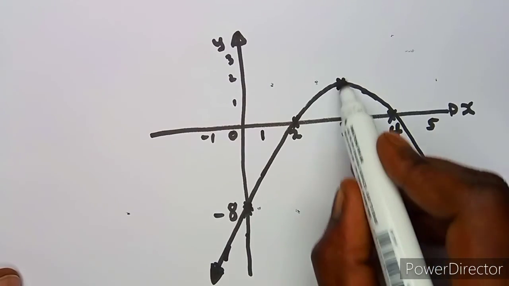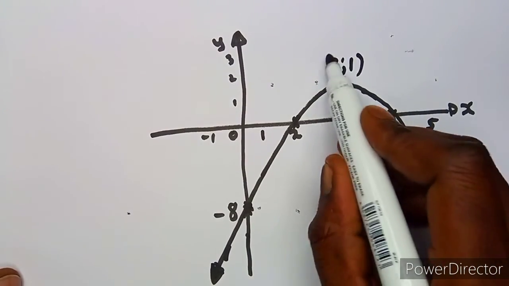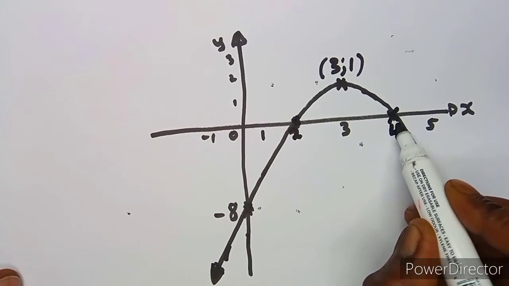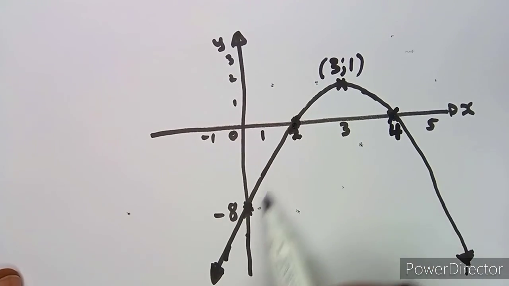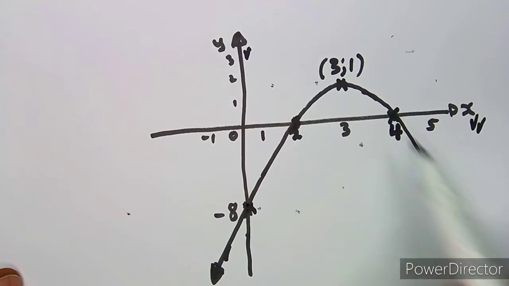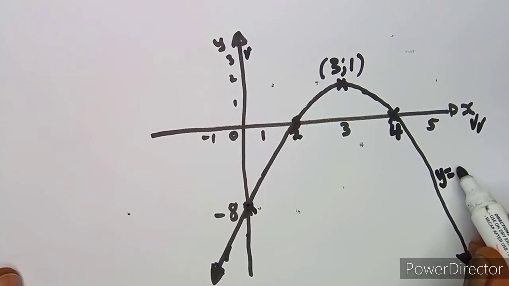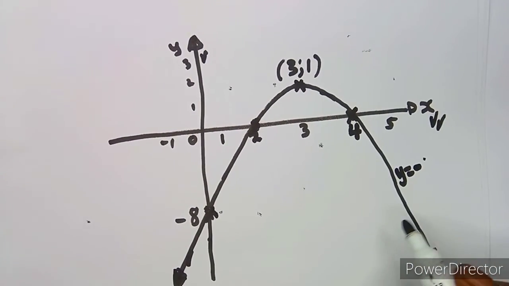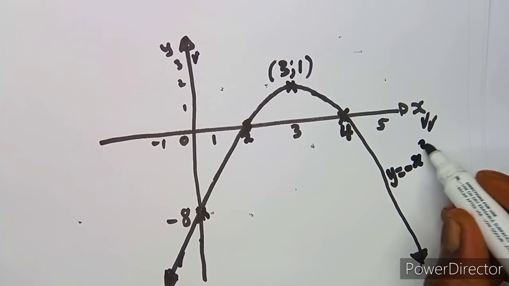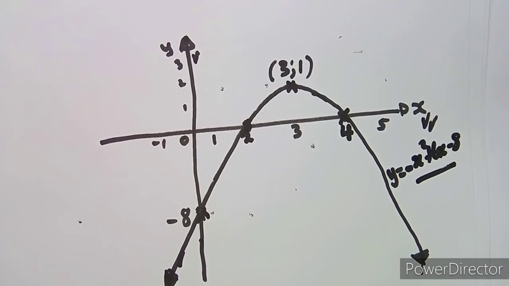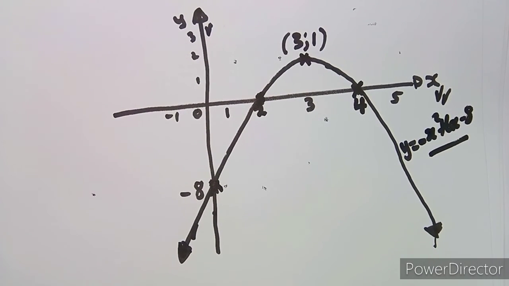So this is our turning point, which is (3, 1). Remember, we are asked to indicate these points properly. So this point and this point and this point should be indicated, and you should also label the axes and name the equation of the function, which is minus x squared plus 6x minus 8, just to name your function. All right, so that's what we had there.